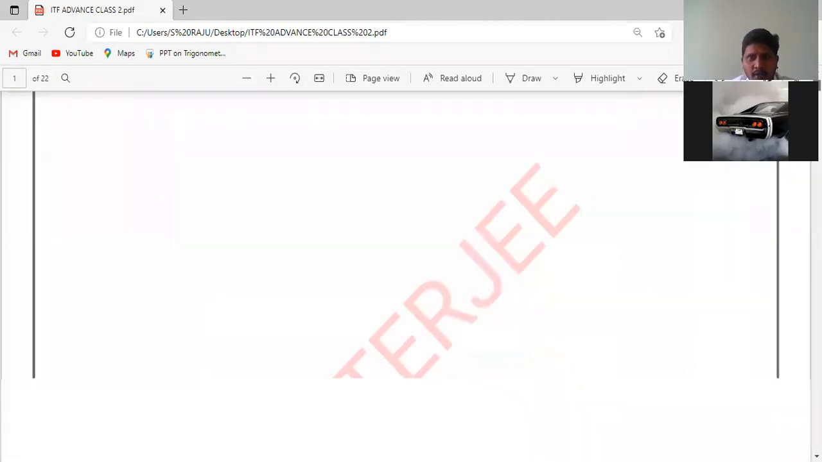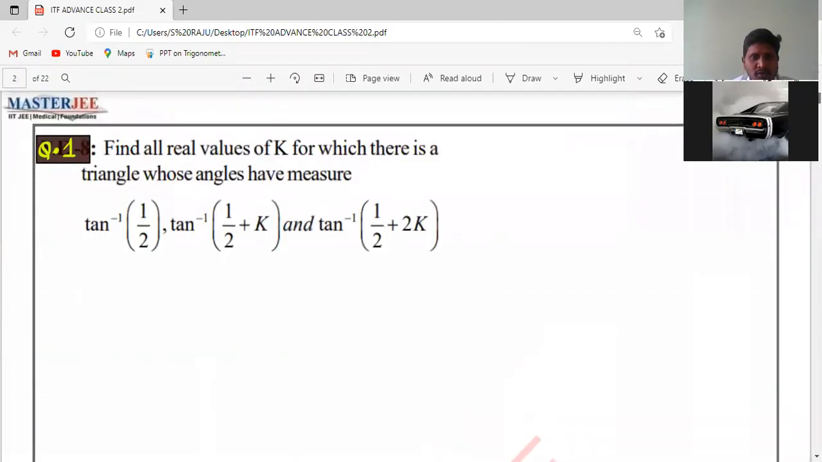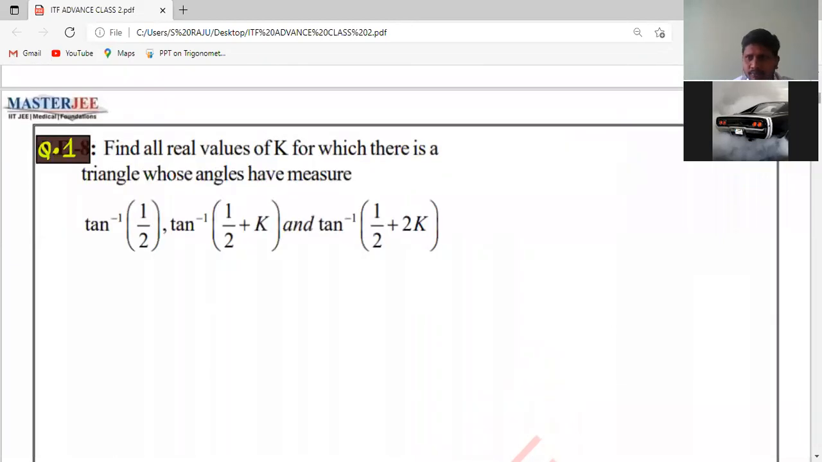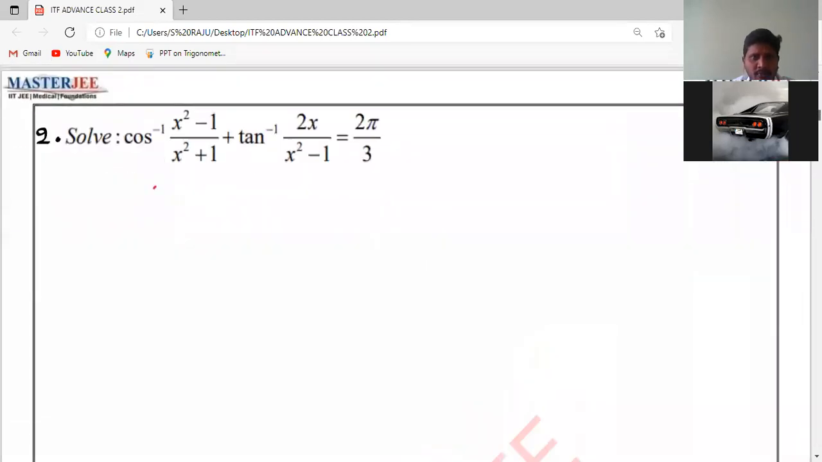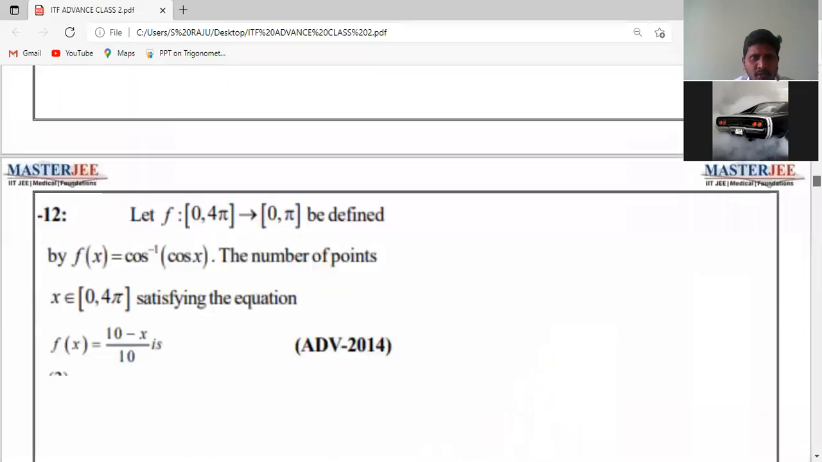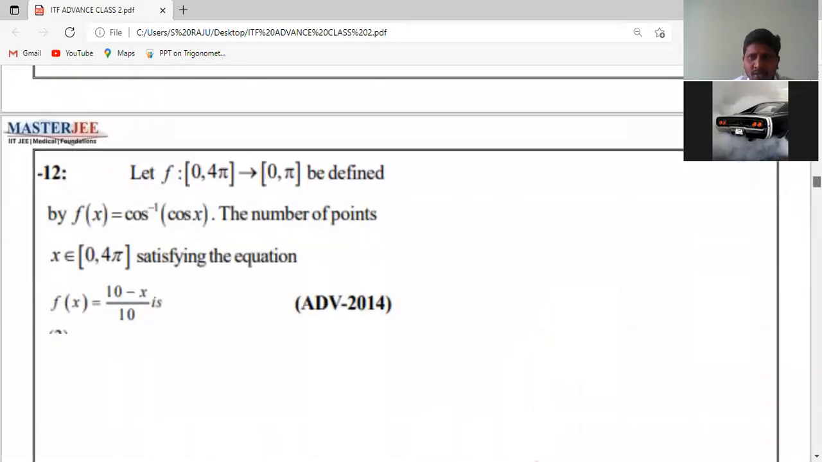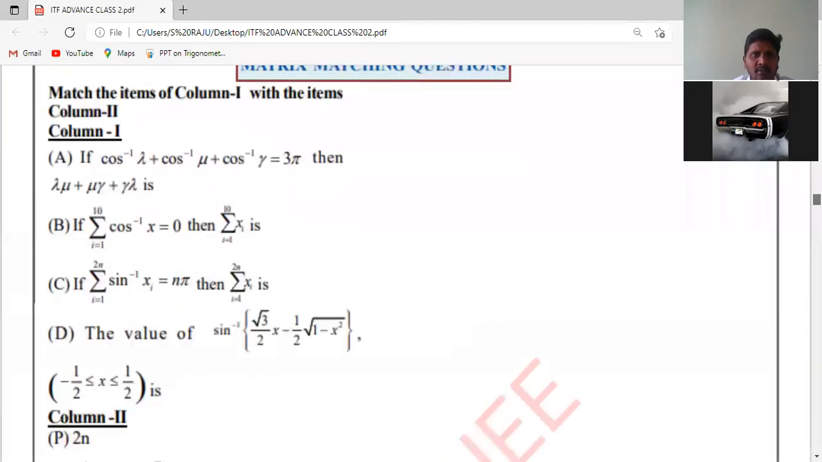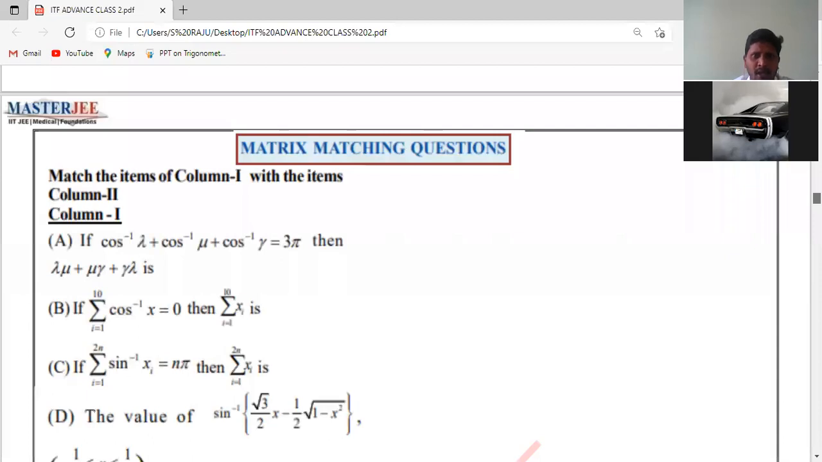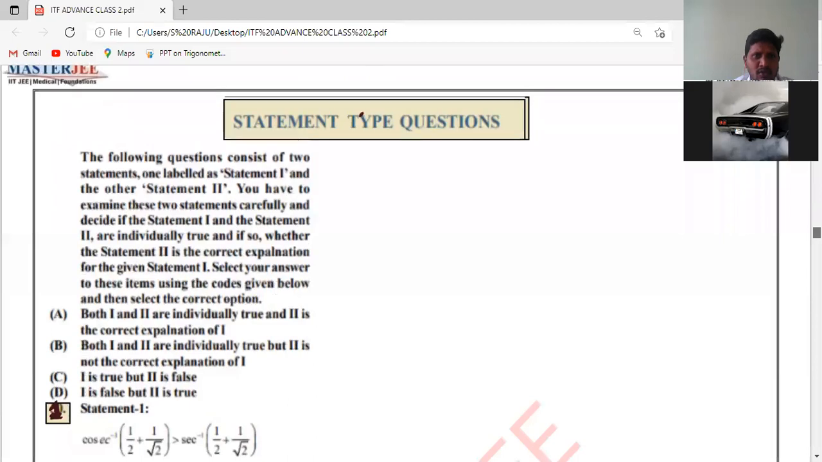In this class, I'm going to explain the questions which are related to integer types and multiple answer questions. Then after this, in 2014 they asked a question related to the graphical representation of cos inverse of cos x. And next we'll discuss matrix matching questions.